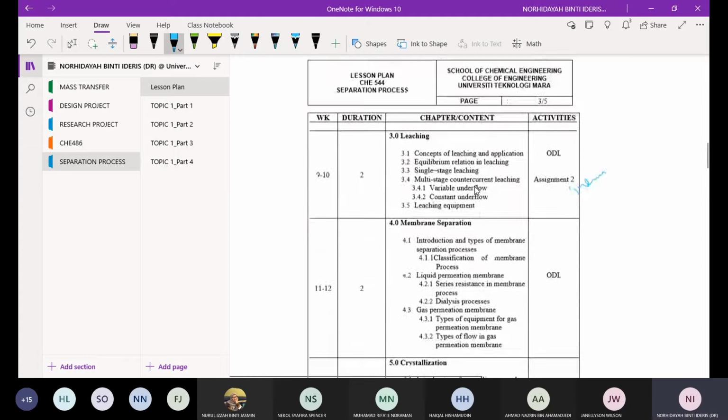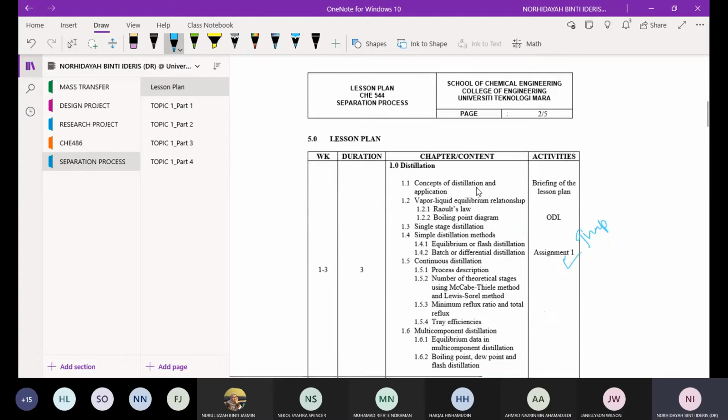Okay, so for this distillation process, okay, kalau dalam buku tu refer to chapter 11. Okay, chapter 11 will cover, this is referring to Geankoplis. Okay, so basically maybe dalam week 1, okay, we're gonna spend from 1.1 to 1.4, okay, and then we're gonna spend 1.5 to 1.6 in week 2 and 3.